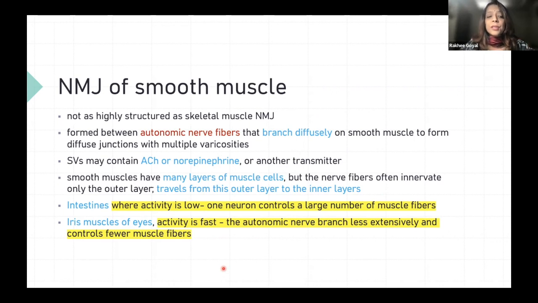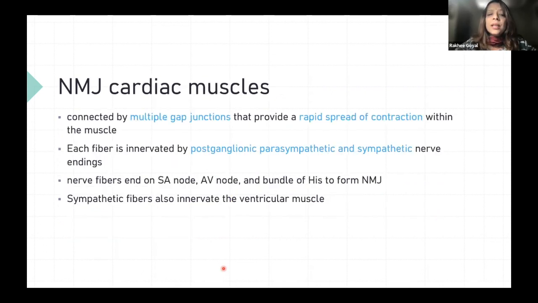So that's the difference between different types of smooth muscles and how they are innervated. Coming to the cardiac muscles, they have multiple gap junctions because they have to rapidly contract the muscles. Each fiber is innervated by postganglionic, parasympathetic, and sympathetic nerve endings.